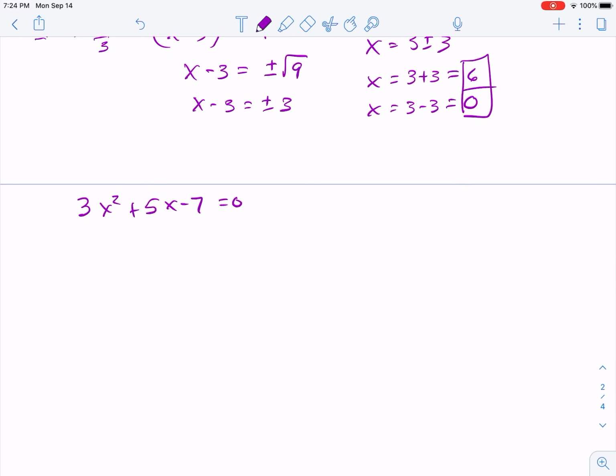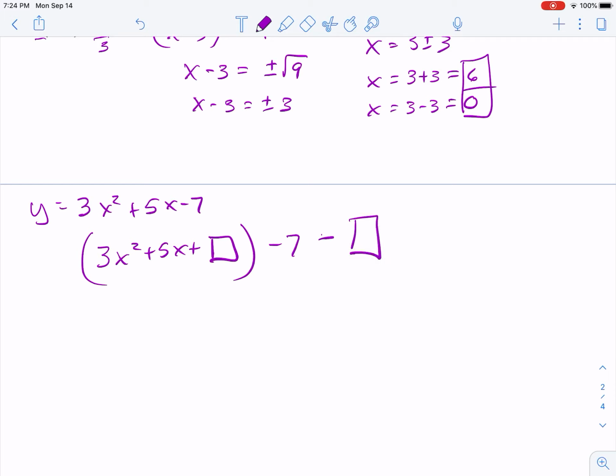Okay, so let's not make it equal to 0. Let's just make y equals this. And I want to put it in vertex form. So I got 3x squared plus 5x plus a box minus 7 minus a box. Remember, you've got a plus box here and a minus box there. I got to factor the 3 out. So you get x squared plus 5 over 3x plus a box minus 7 minus a box.